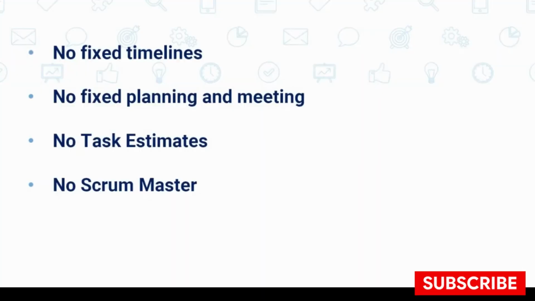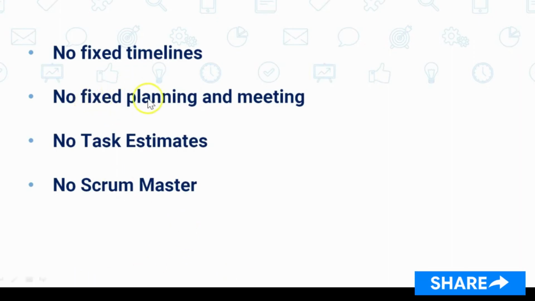So it has 4 points which differentiate it from Scrum. The first is no fixed timelines. In a sprint, we have fixed timelines. For example, if your sprint is of 2 weeks or 3 weeks, then we are sure that after the completion of that sprint, we will be delivering something to the client. But here, we don't have any fixed timelines.